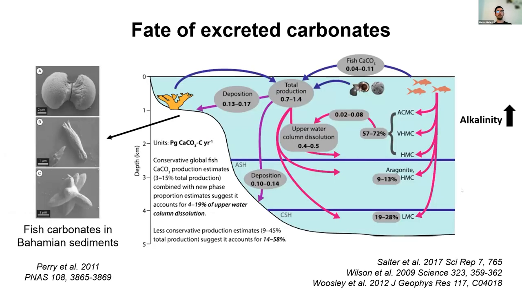And the mineralogical composition is indeed particularly important because it determines if and at which depth the fish carbonates will dissolve and thereby release alkalinity. So this figure shows a conceptual model based on data from the Bahamas, which suggests that the majority of the fish carbonates, 57 to 72%, will likely dissolve in the upper water column, thereby increasing alkalinity. But there is also evidence that fish carbonates can be preserved into sediments in shallow coastal environments.